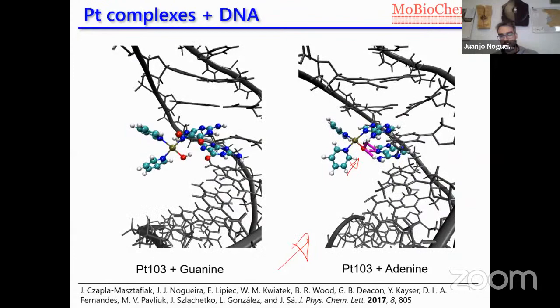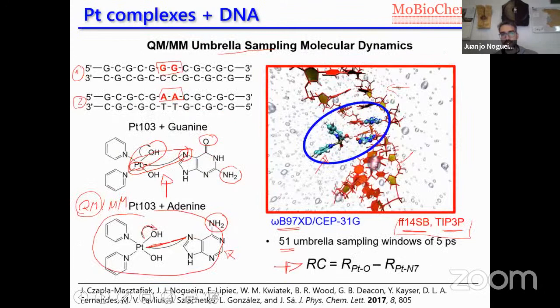Good. So this was just one example to motivate why in this particular case we need to use a QM/MM approach. We need to describe the system at the quantum mechanical level because we are simulating a chemical reaction, so we need an explicit description of electrons in order to form or break bonds.